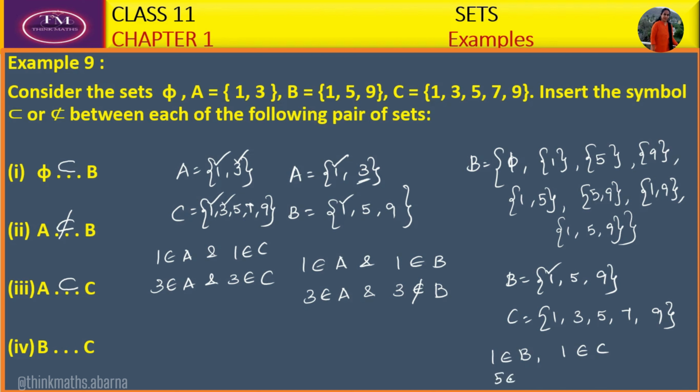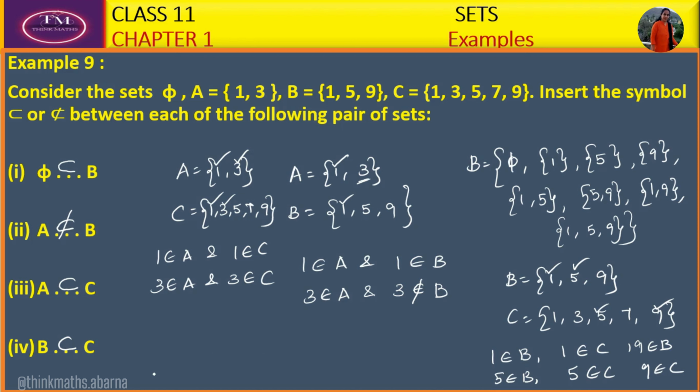5 belongs to B and 5 belongs to, yes, 5 is in C. So 5 belongs to C. What about the 9? 9 belongs to B. 9 is also in C. 9 belongs to C. That means every element of B is an element of C. Then we can say B is a subset of C.